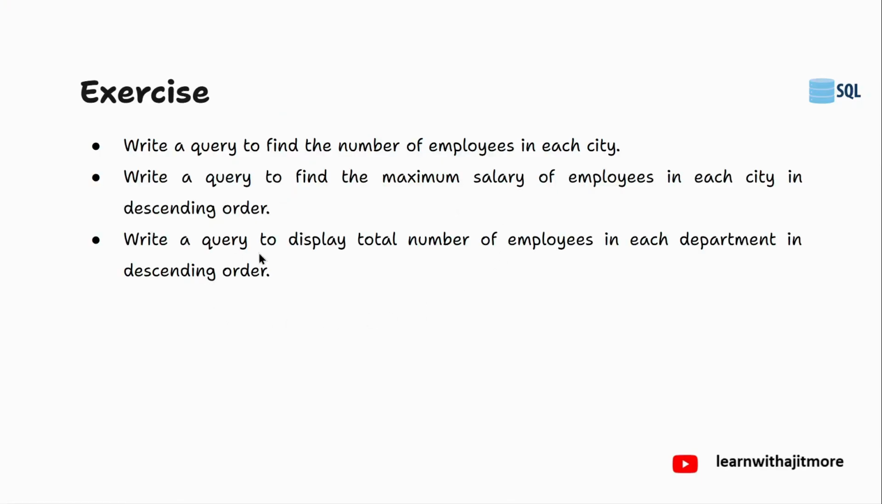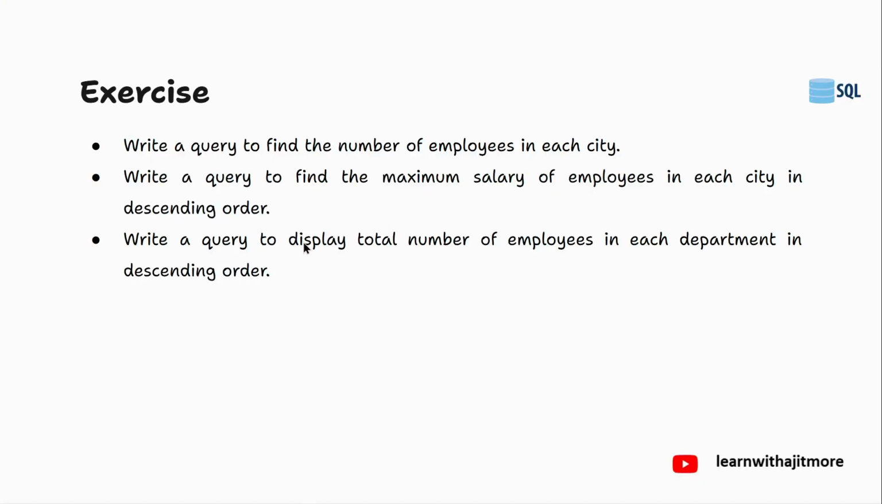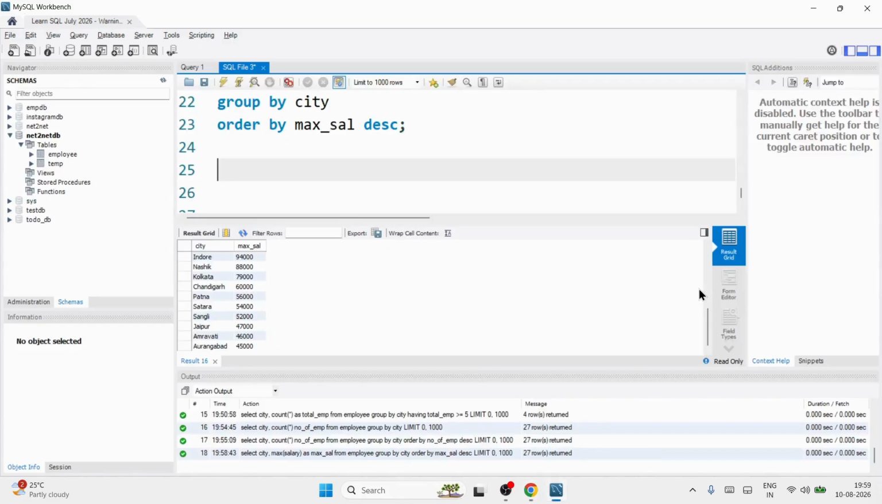Okay? Then write a query to display the total number of employees in each department in descending order, meaning the department having the highest number of employees first and then going in decreasing order. Okay, so can anyone tell me this query? You are supposed to display the number of employees in each department. Can anyone tell me? Select, grouping on what basis will I do? Department.